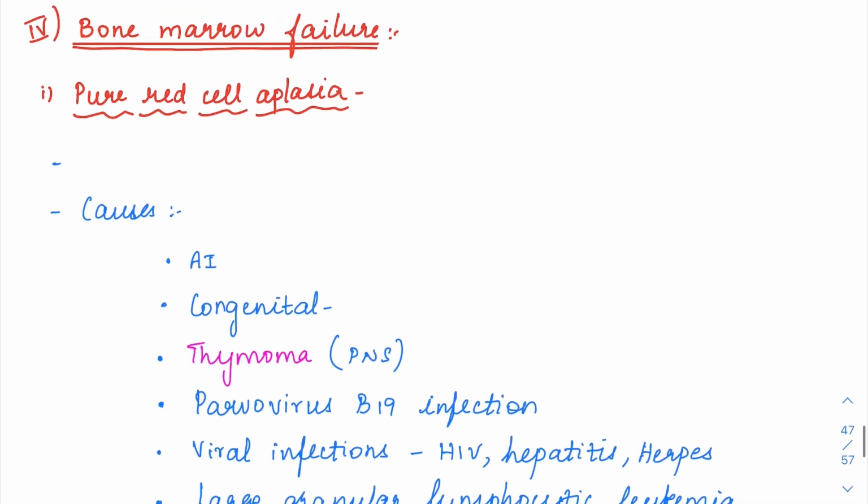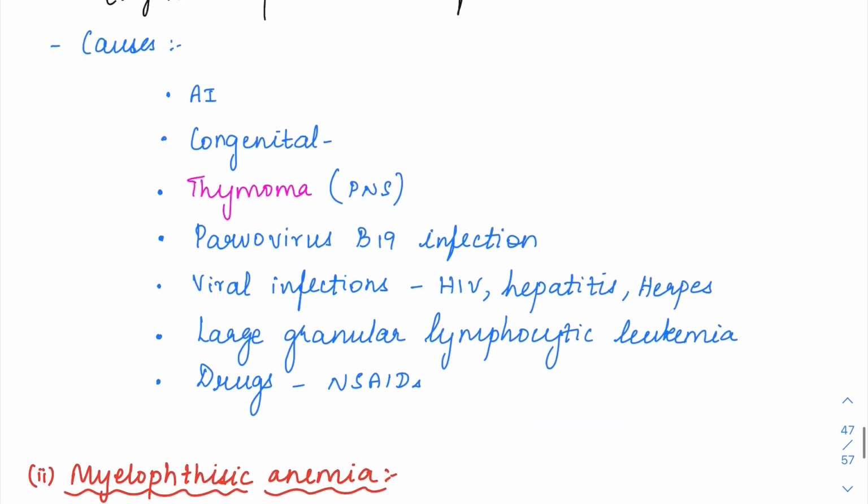So now let's start with the bone marrow failure. Under this, the first one will be pure red cell aplasia. As the name suggests, here there is going to be aplasia of the red cells, so the erythroid precursors are going to be affected. So what are the causes for this?